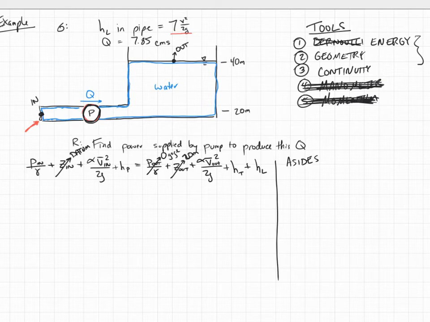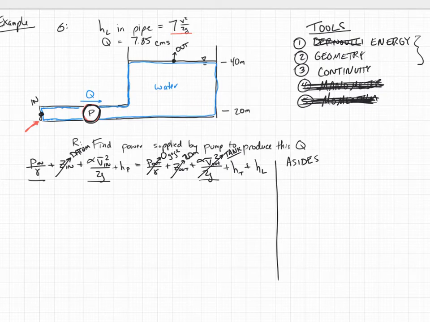Now, what is the V in? Well, we don't know what the V in is yet, so we can't do that one. What about the V out? In this case, we're going to use what I like to call the tank assumption. Basically, it's large. This is the tank, so we use the tank assumption. If you don't remember that, go look at the Bernoulli video.